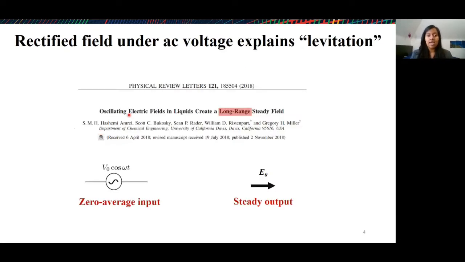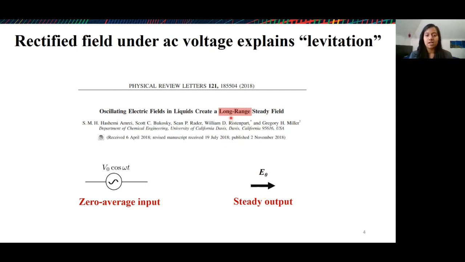So the explanation for this was also put forth by the same group a couple of years later, and they did that using numerical simulations, where they discovered that when you apply an oscillating electric field across an electrolyte, you're able to generate a steady electric field in the electrolyte. Now, this is kind of remarkable because what they're saying is when you apply a voltage which is oscillating in time, such that it has a zero average in time, you're able to generate a steady non-zero electric field in the electrolyte. So that raises a question of what really is causing a zero average input to produce a non-zero average output, and what are the physical reasons for this?